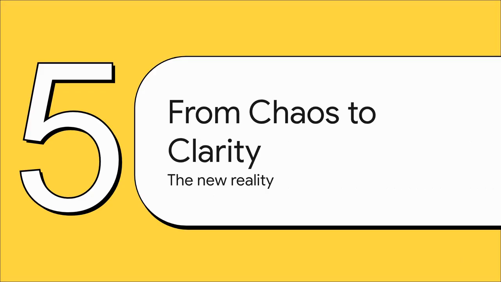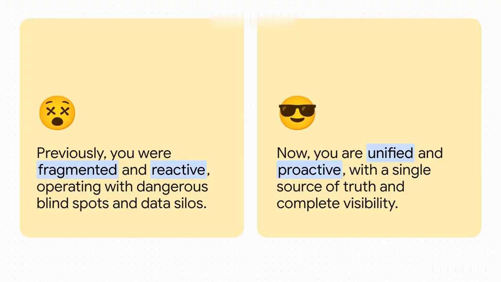So let's just bring it all together for a second. By putting an architecture like this in place, you fundamentally change your entire operational reality. You literally move from a state of chaos to a state of complete clarity. I mean, the transformation is just profound. You go from being fragmented and constantly reactive, always putting out fires, to being unified and proactive. Your data silos become a single source of truth. And most importantly, all those dangerous blind spots are replaced with complete end-to-end visibility across your entire multi-cloud estate.